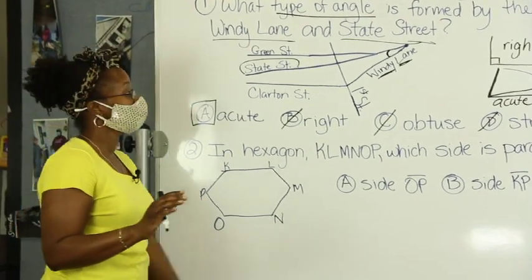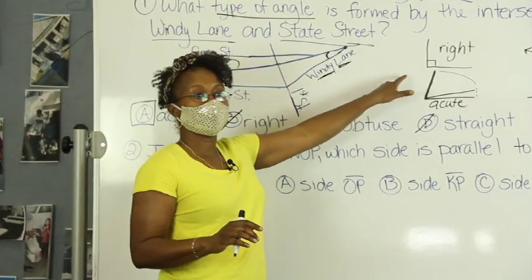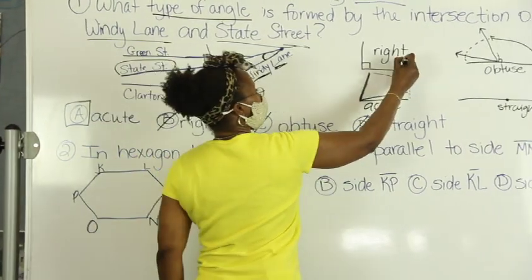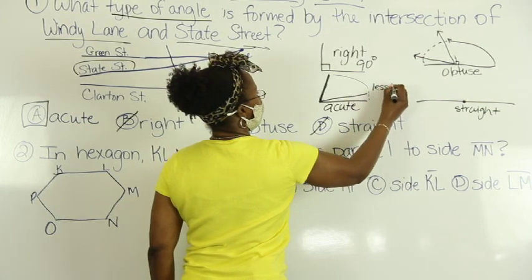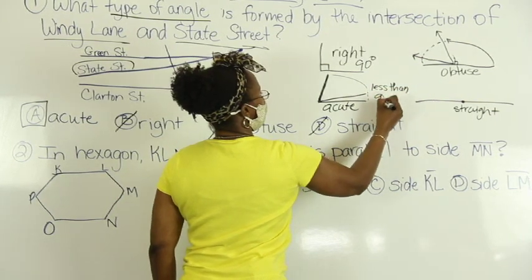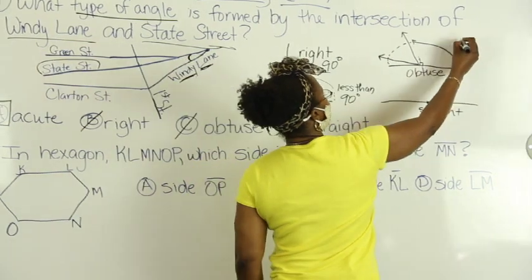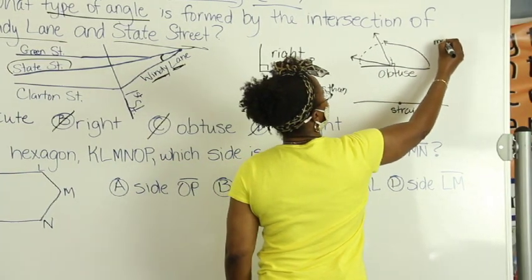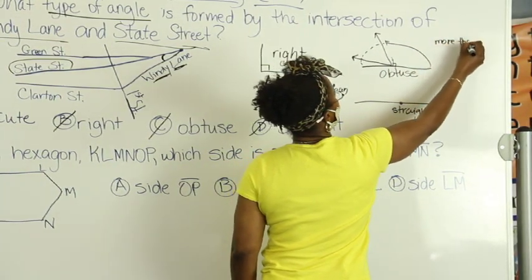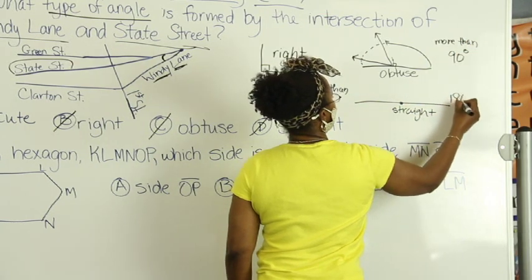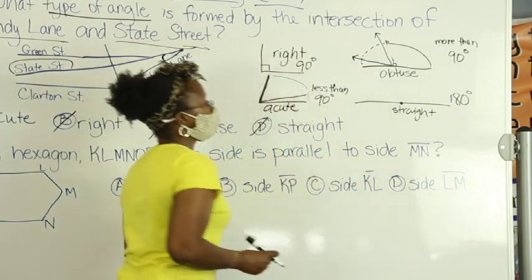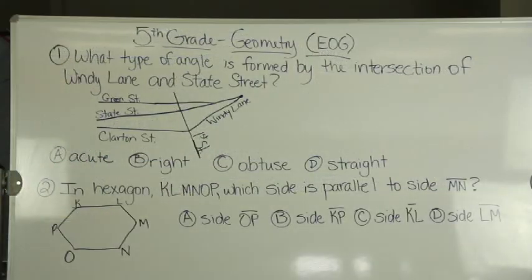Just make sure you understand the difference between all of these angles. The right angle is 90 degrees. The acute angle is less than 90 degrees. The obtuse angle is more than 90 degrees. And the straight angle is 180 degrees. Okay? Now let's go on to number 2.